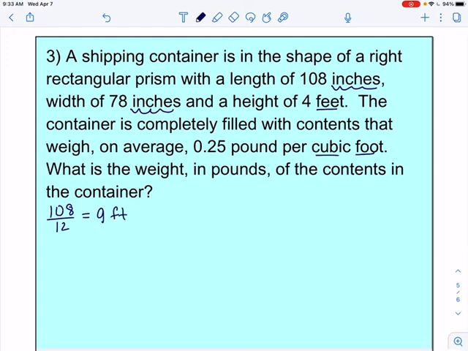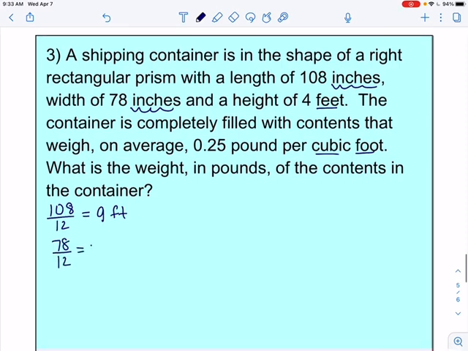And then our other one was 78. If I take 78 and divide it by 12, that's going to give me an answer of 6.5 feet. So in terms of feet, we have a 9 and a 6.5 instead of your 108 and 78. Okay, if it is a rectangular prism, again, the area of the base is going to be a rectangle. It's going to be length times width.